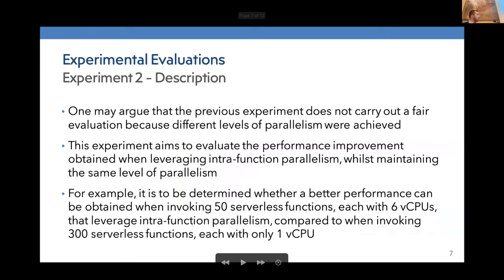And the second experiment is motivated by the first experiment. One may argue that the previous experiment did not carry out a fair evaluation because different levels of parallelism were achieved. For instance, I compared 50 workers having 6 inner workers each with 50 workers. So in the first case, I had 300 virtual CPUs used, but in the second case, I just had 50. So to have a fair comparison, this experiment aims to evaluate the performance improvement when leveraging intra-function parallelism while having the same level of parallelism. So we want to determine whether a better performance can be obtained when invoking 50 serverless functions, each with 6 vCPUs, by leveraging intra-function parallelism, compared to when invoking 300 serverless functions, each with only 1 vCPU, running sequentially.